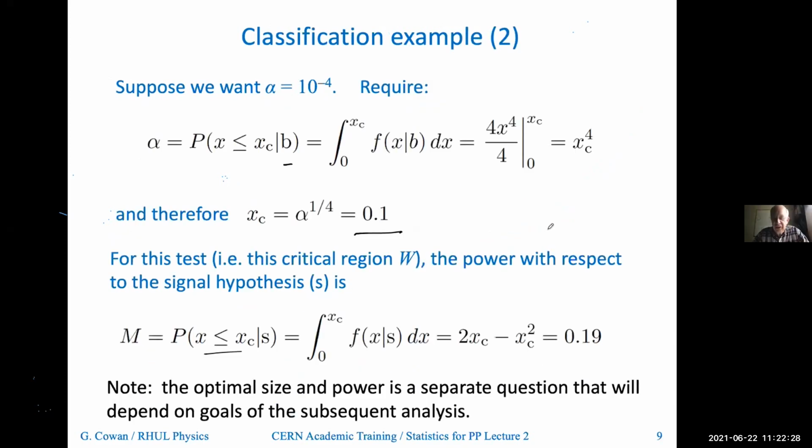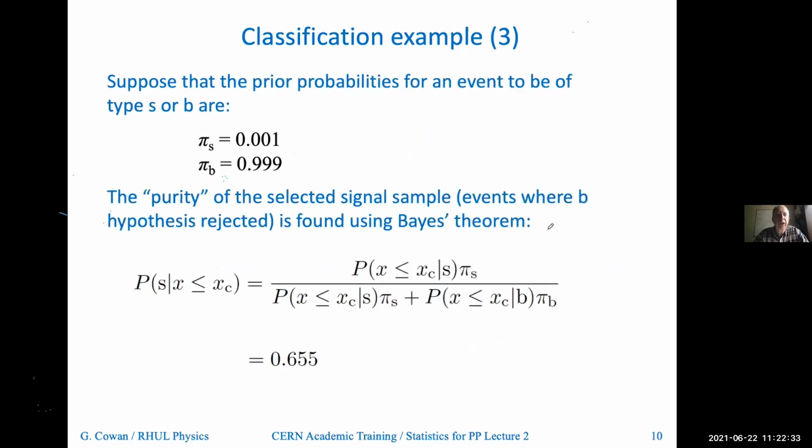All right. So let's go on. That was just an example to illustrate how this game works. Let's suppose now, to exercise this example a little bit further, that the prior probability in this mixture of events for an event to be a signal event is 0.001. And so it's a 0.999 probability to be a background event.